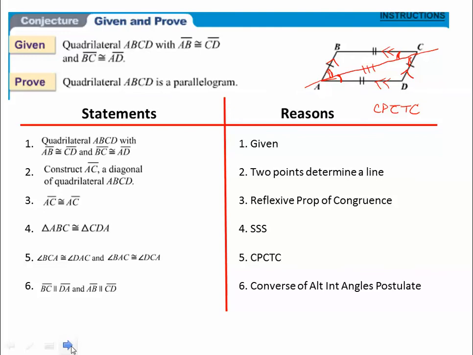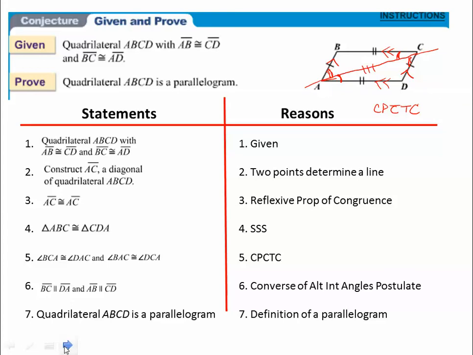Okay, you see how we're having to use information that we've learned through the whole semester. Okay, so now that I've proven that opposite sides are parallel and I've got some congruent angle business going there, then I know that this is going to be a parallelogram based on the definition of a parallelogram.